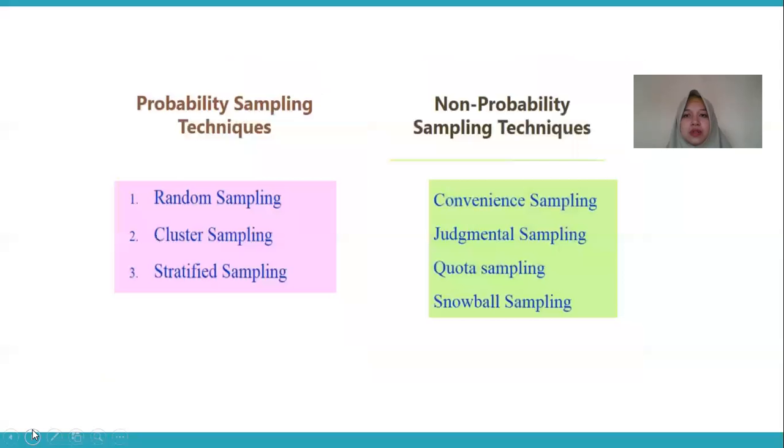Now, for probability sampling techniques, there are three things that we are going to talk about in this topic. The first one is random sampling, the second one is cluster sampling, and the third one is stratified sampling. And the non-probability sampling techniques that we are going to talk about here are convenience sampling, judgmental sampling, quota sampling, and snowball sampling. Let's come to the first one, random sampling.